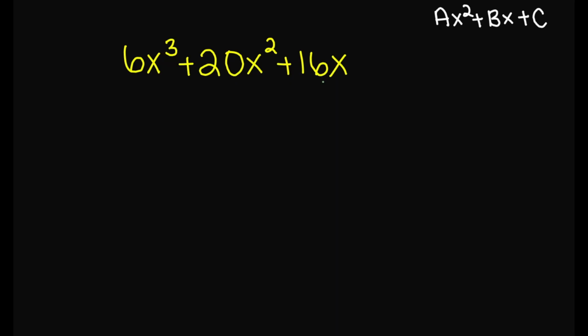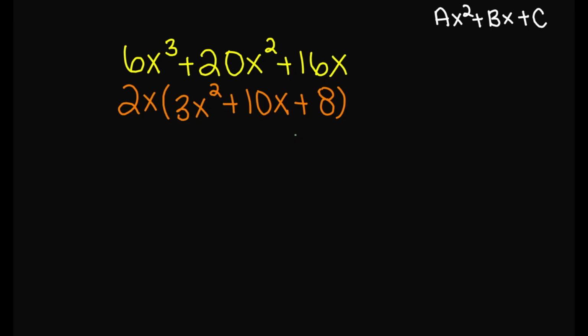The first thing we're going to do, we're going to factor out a 2x. If I factor out a 2x, I'll be left with 3x squared plus 10x and then plus 8. Now, we're going to follow the same steps that we did earlier. We're going to multiply my 3 times the 8. This is going to be your product, and this is going to be a positive 24. And then your sum is going to be a positive 10.